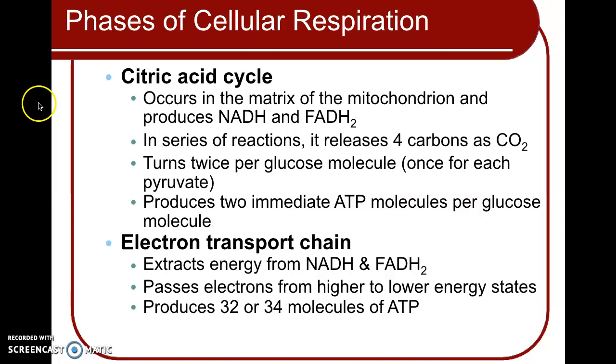All right. Finally, we get to the electron transport chain. This is where the large amount of energy extraction happens. The NADH and the FADH2 are responsible for carrying that energy into the electron transport chain. Electrons pass from high to low energy states, and they now are used to produce 32 to 34 molecules of ATP when a complete electron transport chain of an original glucose molecule is run through.